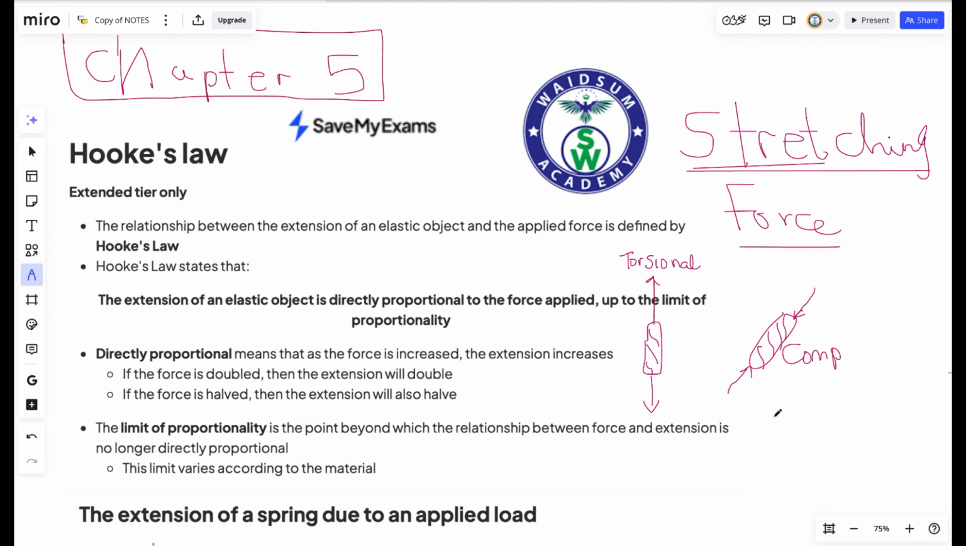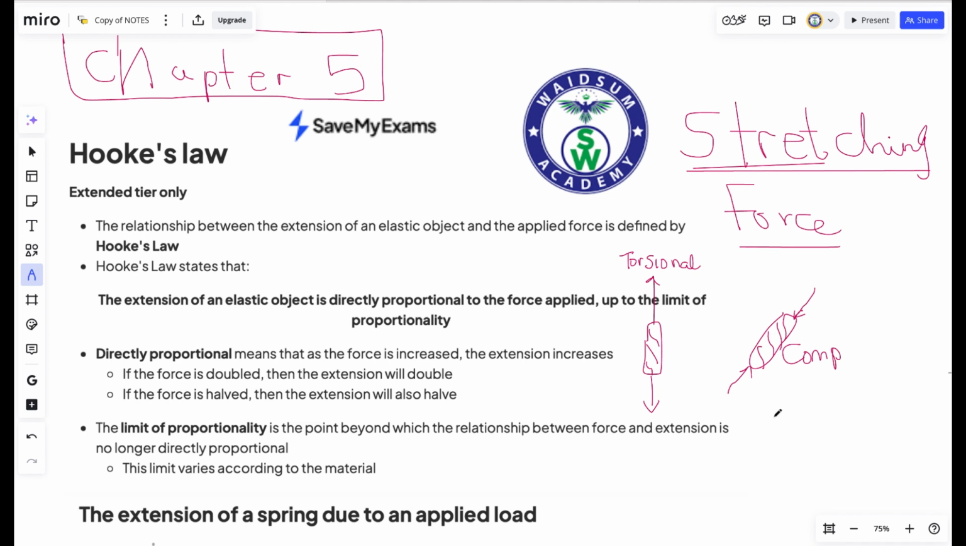Now this is the first thing we know, and these objects can deform when they go beyond the limit of their proportionality. What do we mean by limit of proportionality? They can deform when they go beyond the limit of elasticity. Everything that is elastic has a limit upon which you can stretch it. If we go beyond the limit of its elasticity, the object will deform, meaning we no longer obey Hooke's law.